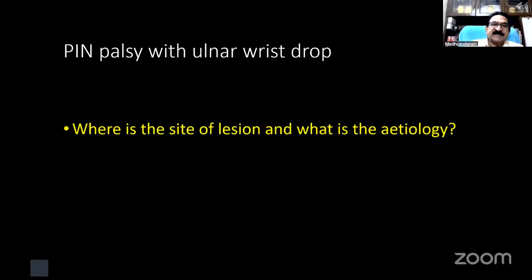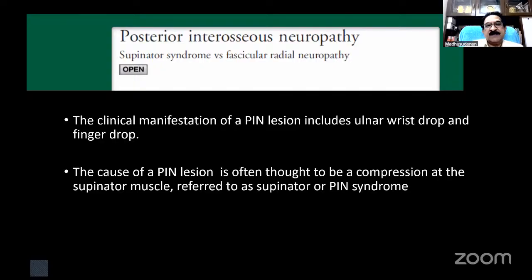And the usual site is at the supinator. That is the supinator syndrome. Sometimes you remember that this kind of pattern can also occur due to lesions in the spiral groove. If you look at this patient's history, he was lying with the hand, just like in Saturday night palsy. He was keeping his hand on the sofa like that and he was sleeping. Next day morning, he showed that. He never had any pain in the region of the supinator. Just something like a classical radial pressure palsy. That is very odd.